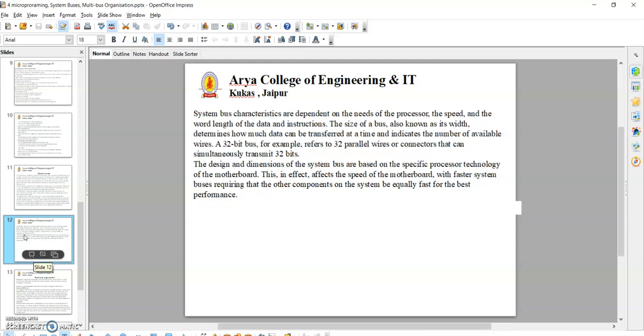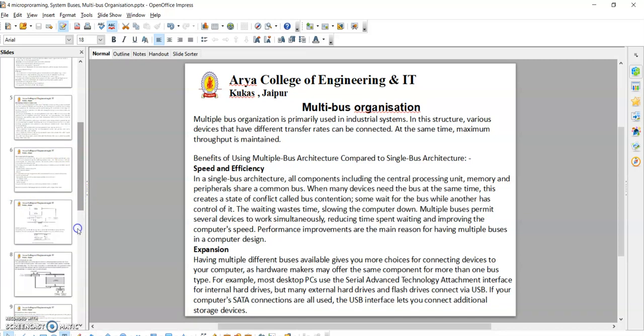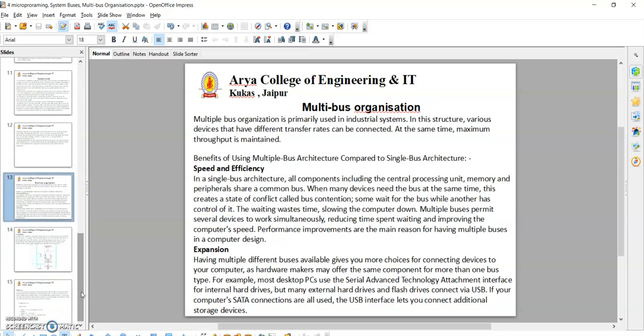In this structure, various devices that have different transfer rates can be connected at the same time, and the maximum throughput is maintained by using the technique of multibus organization. If we talk about the benefits of this technique, there are many benefits this technique offers.